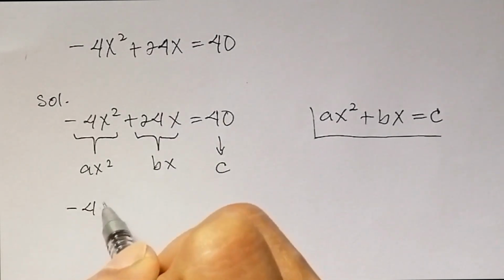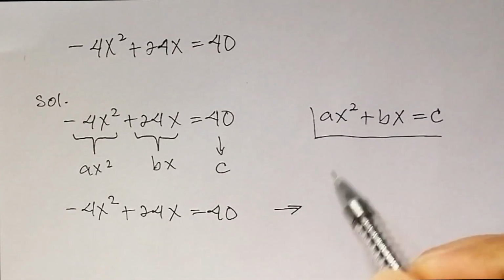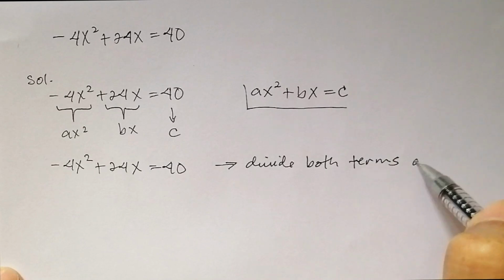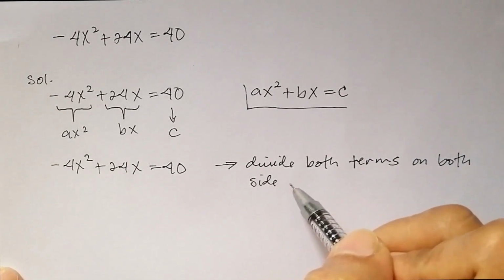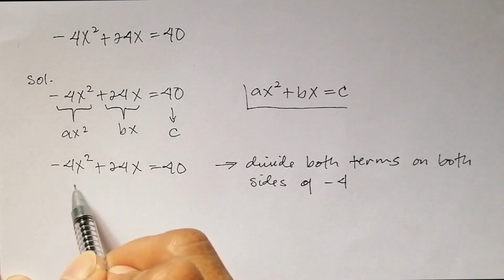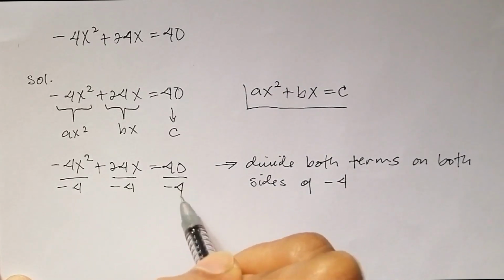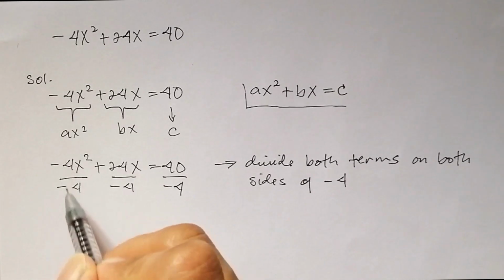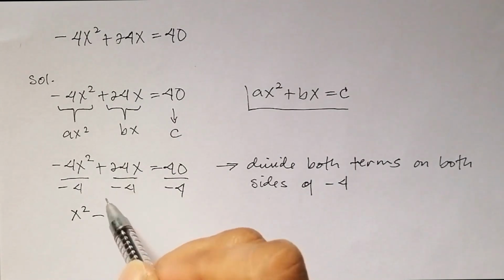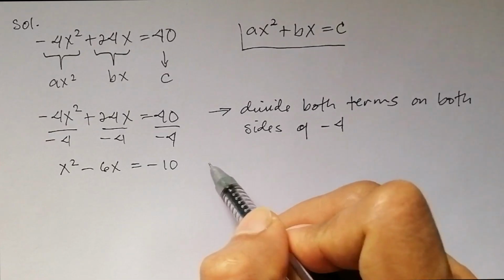Now, let us rewrite the original equation. Then we divide negative 4 to all the terms, both sides. Then simplify. Negative 4x squared over negative 4 is equal to x squared. 24x over negative 4 is negative 6x. 40 divided by negative 4 is negative 10.